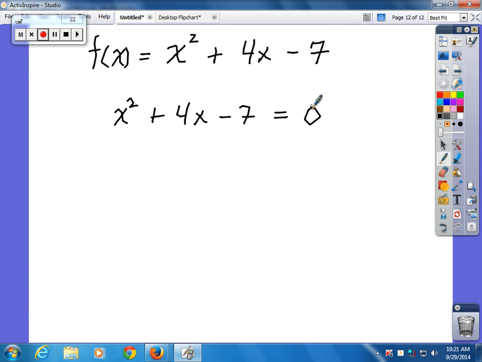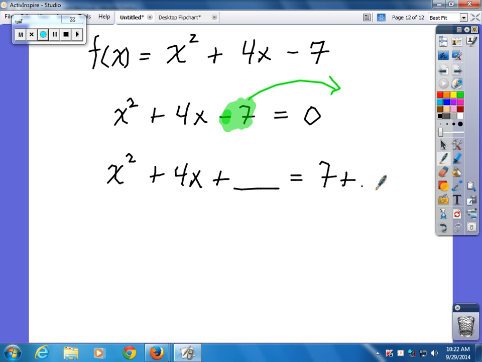Number 1, move what? Which one is C? So I'm going to take negative 7, and I love it when students say, move it where? It's on the left-hand side, so I'm going to move it to the right-hand side. And that'll give me x squared plus 4x plus blank is equal to 7 plus blank. And that is my 2 blanks that I add.